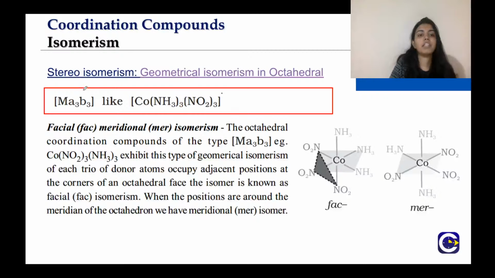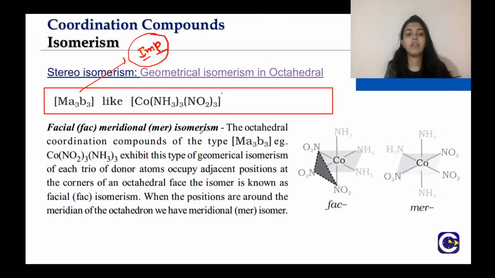Now next one is very important from the examination point of view, Ma3B3 type complex. These show different isomers which are given a special name, that is the facial and the meridional. Wherever you are seeing a complex like this, Ma3B3, in which A and B are monodentate ligands, you can have two isomers, facial and meridional, if you are talking about geometrical isomerism only. So two geometrical isomers are possible.